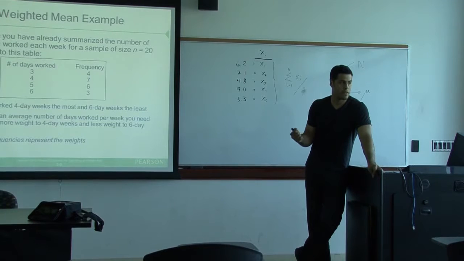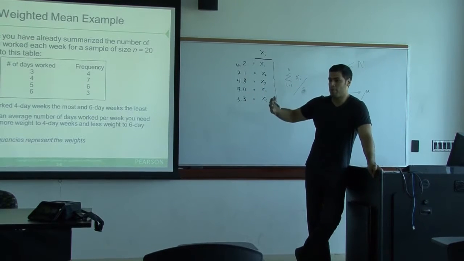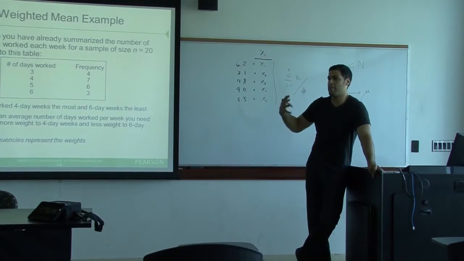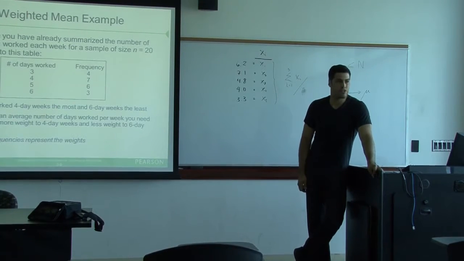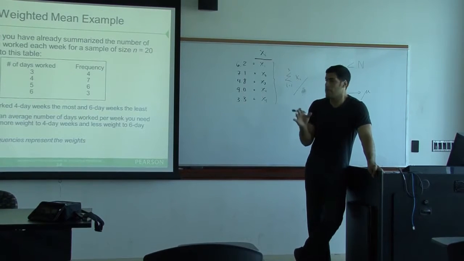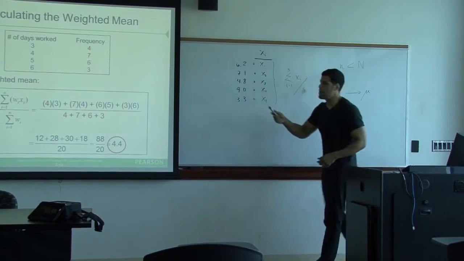Okay? Because some of those values, some of those classes, some of those categories are more relevant in the sense that they have a bigger weight, right? They have a higher frequency in this case. So to get the average number of days worked, we need to use those frequencies as weights. Okay? And that's straightforward. Same table, and that's the formula.